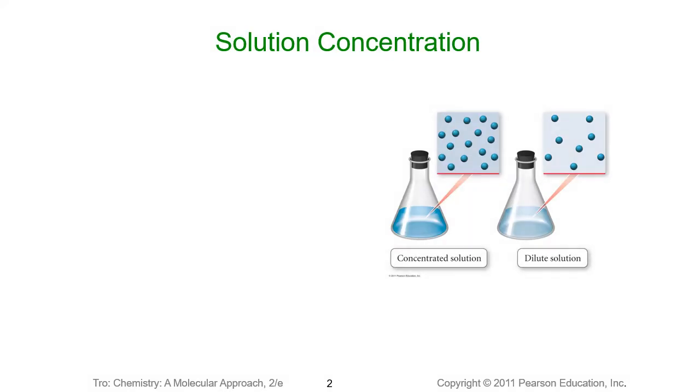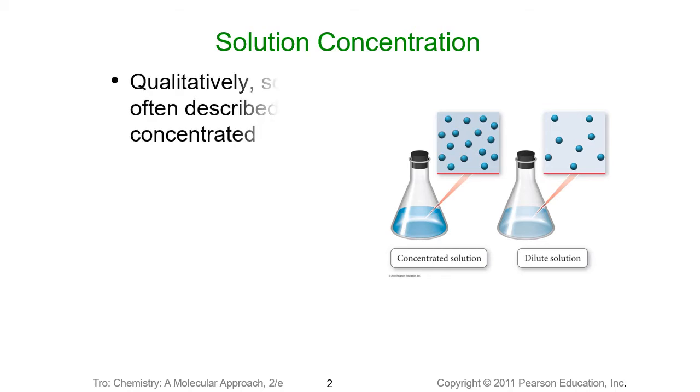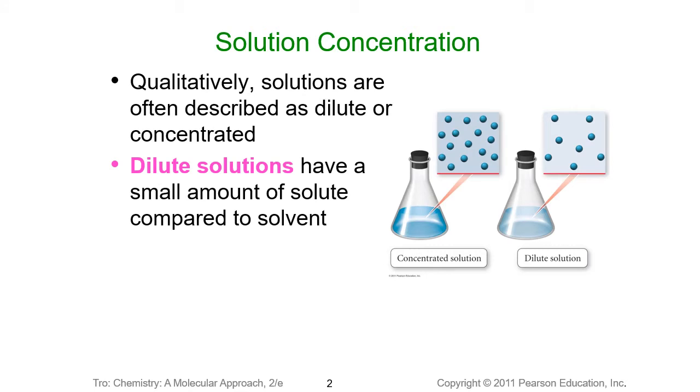When we're talking about solution concentrations, we can talk about them qualitatively by describing them either as dilute or concentrated. So dilute means that there is a small amount of solute dissolved in the solvent. Or if it's concentrated, that means that there's a large amount of solute dissolved into the solvent.